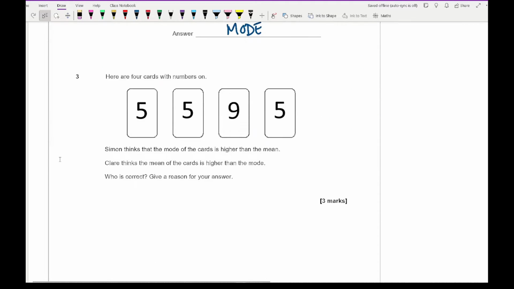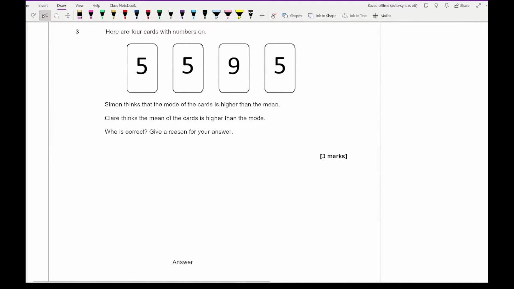Moving on to question 3, it says here are 4 cards with numbers on. We've got 5, 5, 9, 5. Simon thinks that the mode of the cards is higher than the mean, and Claire thinks that the mean of the cards is higher than the mode. Who is correct? Give your reason for your answer.